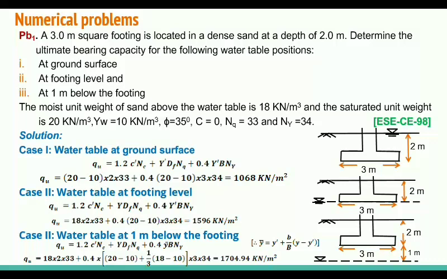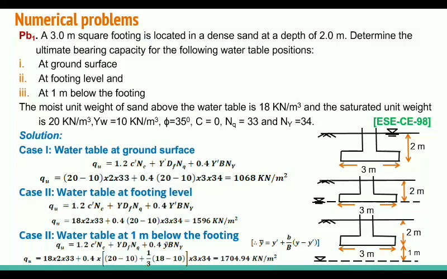So we can put these in the equation given for the third case. See, this is the third case, no, this will be case 3, right? Okay. So we got the value of 1704.94 kN per meter square. You can write down this question and try to solve it by yourself. You will get the idea of how we can calculate and how we are doing it.